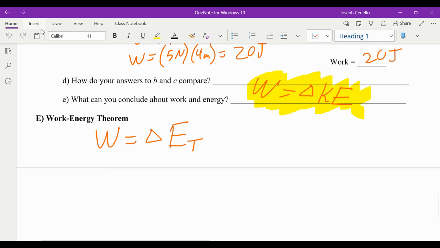Now, maybe it's worth noting that, remember, total energy is potential, kinetic, and Q. Next class, we'll talk a little bit about how work can increase Q in the system, heat energy or internal energy.